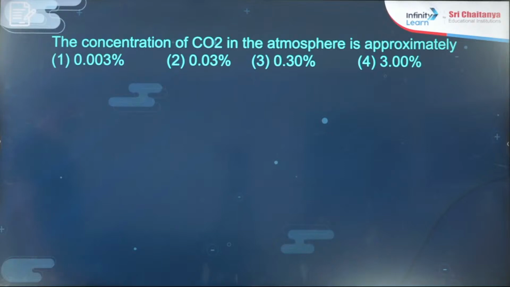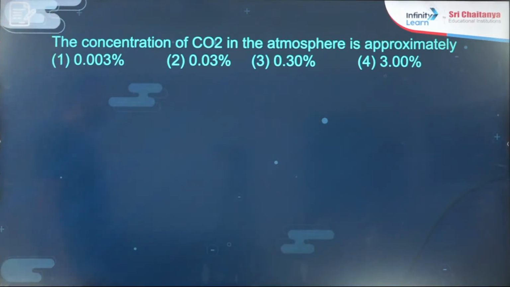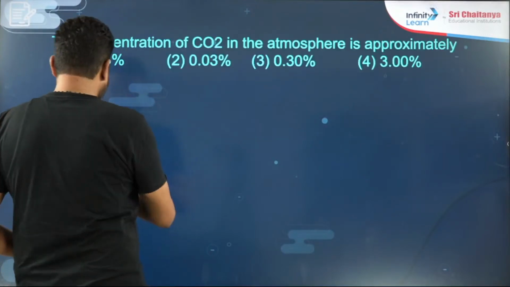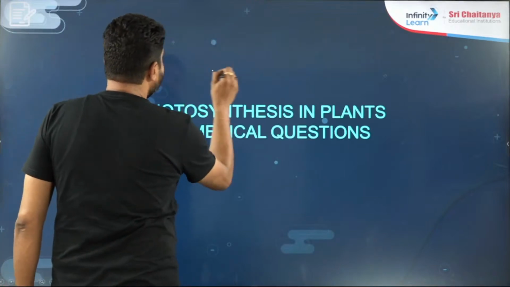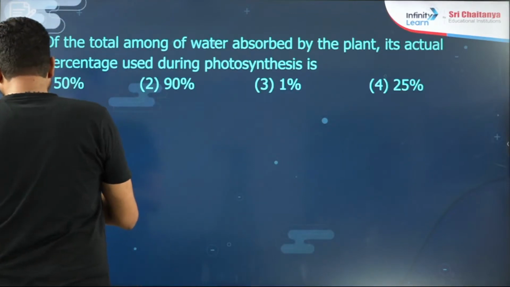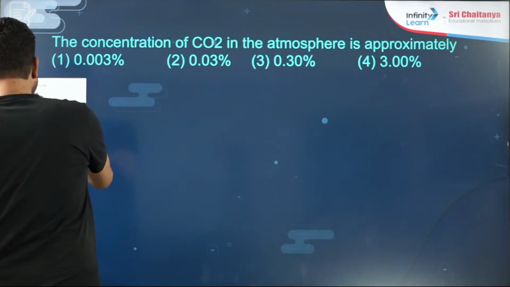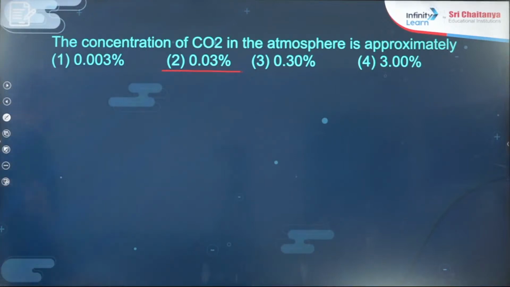The first question is a very simple question. This is a PYQ, previous year question. What is the concentration of CO2 in the atmosphere approximately? The correct answer is 0.03. The atmospheric CO2 concentration is constant at 0.03.